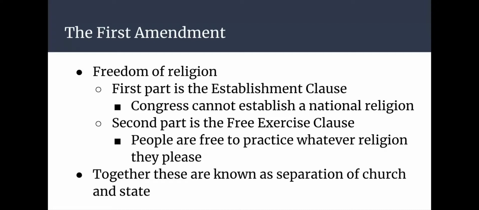The first one is freedom of religion. The first part is the Establishment Clause. Basically, Congress cannot establish a national religion. Then the second part is the Free Exercise Clause. People are free to practice whatever religion they please. Together, these are known as the separation of church and state.